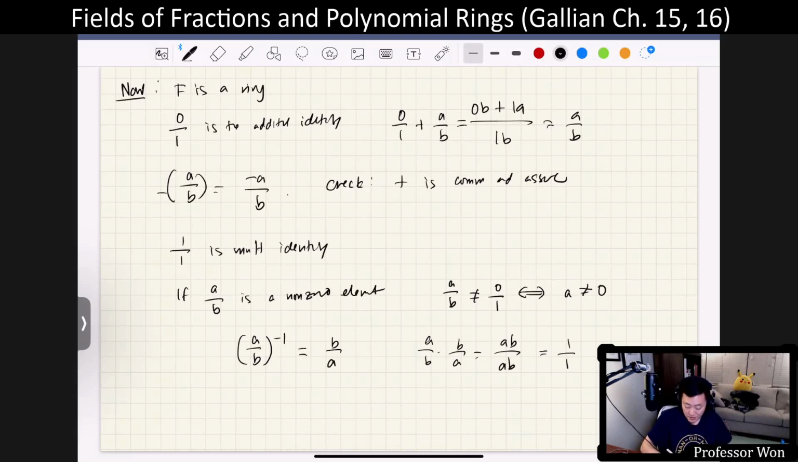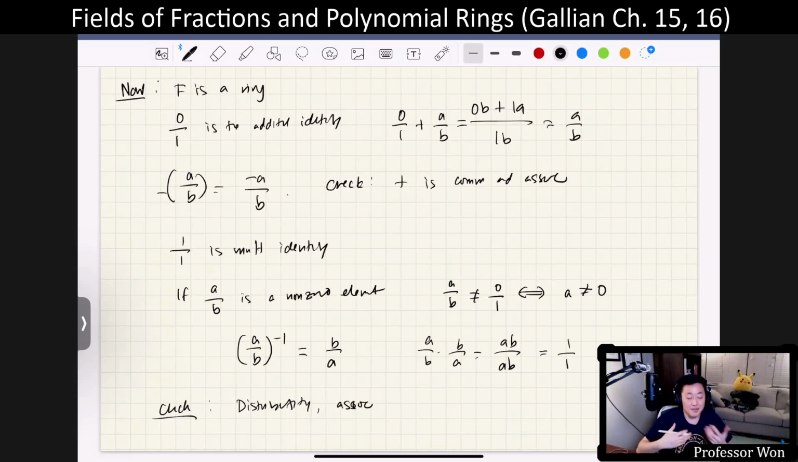Okay, and then just check distributivity, really. I guess you have to check associativity and multiplication, but that's easy. Multiplication is a much easier operation on fractions than addition, right? Okay, so what we've done is we've constructed a field, F, by essentially taking fractions of elements of R with non-zero denominator.